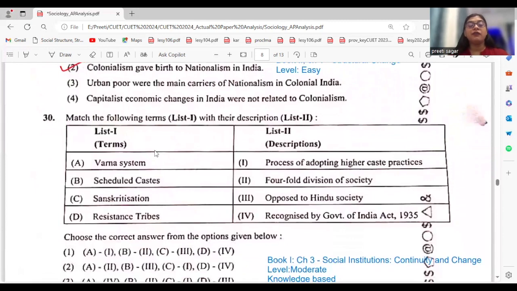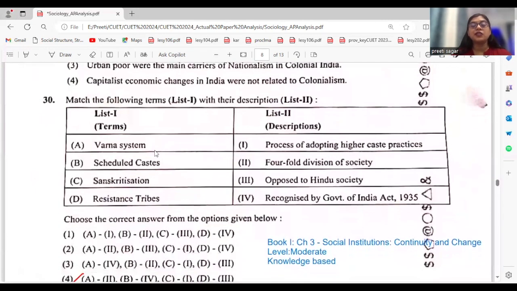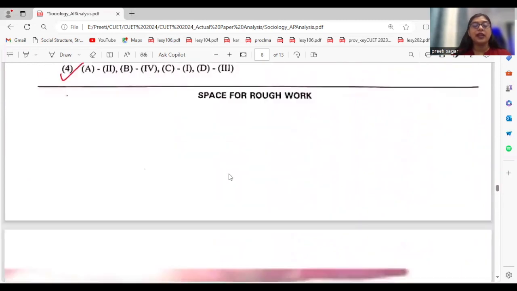Match list 1 with list 2. So in list 1, some terms have been given, like Varna system. What is the Varna system? That is the fourfold division. So A to 2. Scheduled Caste, that is recognition by the Government of India in 1935, B to 4. Sanskritization, that is the process of adopting higher caste practices, C to 1. Resistance tribes, that is opposed to Hindu society, that is D to 3. So option 4 is the right answer.